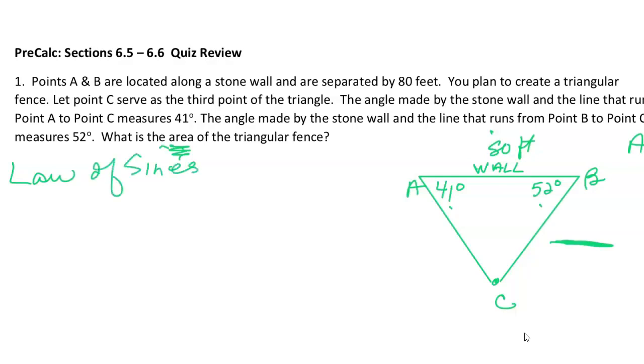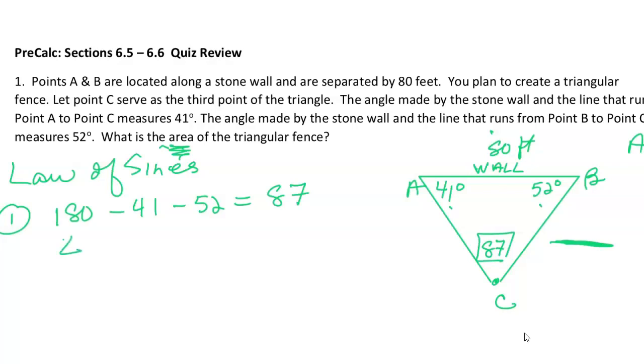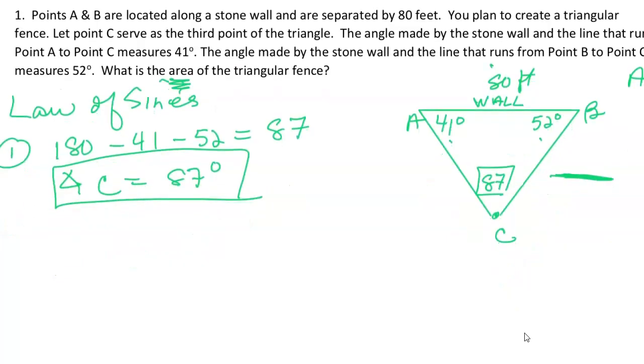First thing I'm going to do, get the missing angle. 180 minus 41 minus 52 gives you the missing angle, which is 87, and I'm going to put that here. So that's how I got angle C to be 87 degrees. Okay, I need that because I need a pair in order to use law of sines. Okay, second thing I'm going to do. Let's see if we can get missing side A.